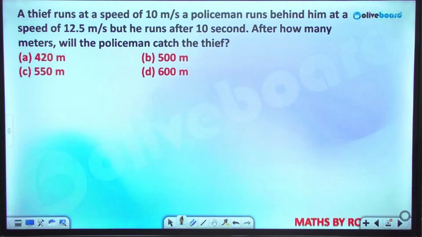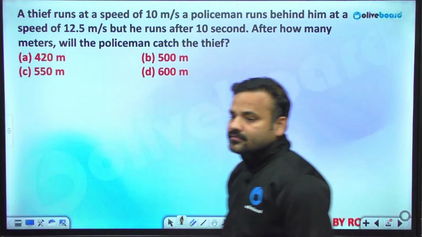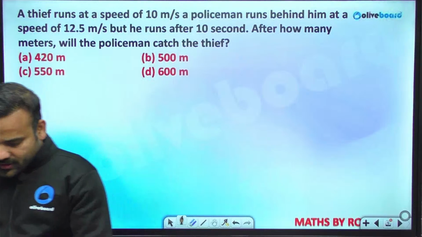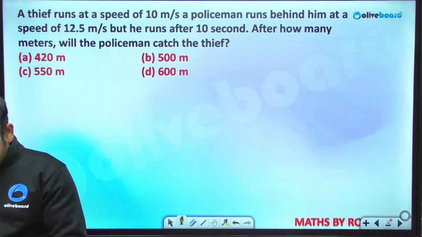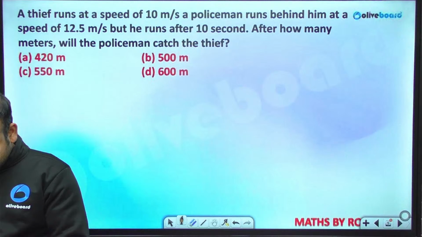This is the concept of chasing, which is particularly based on relative speed. Very good, Sambhu. What about the others?